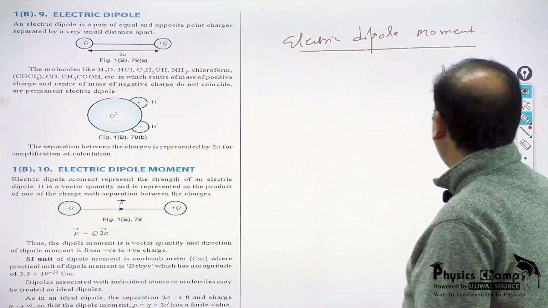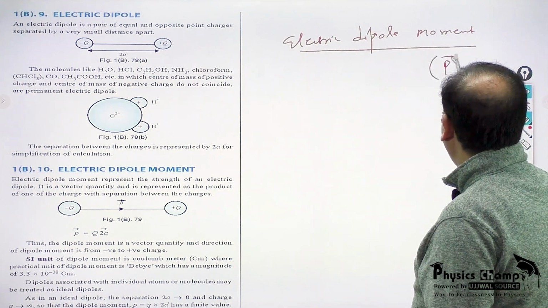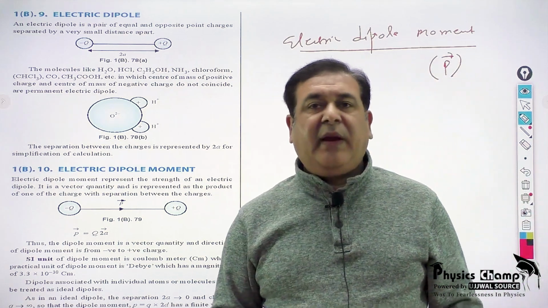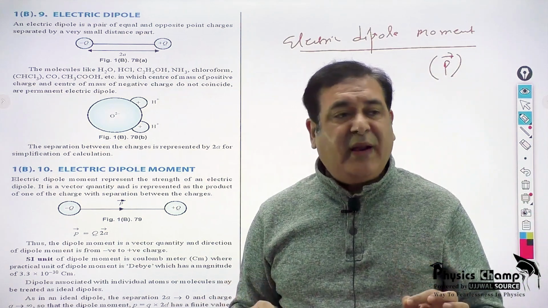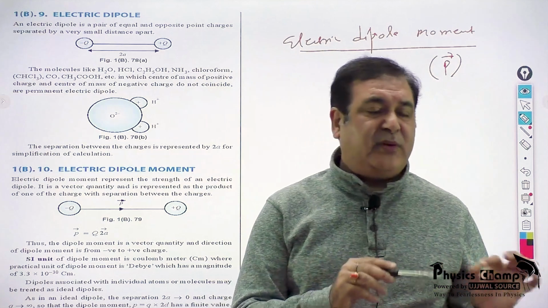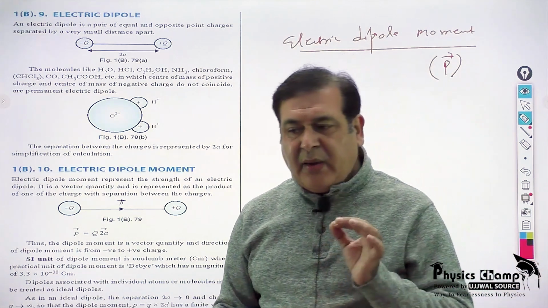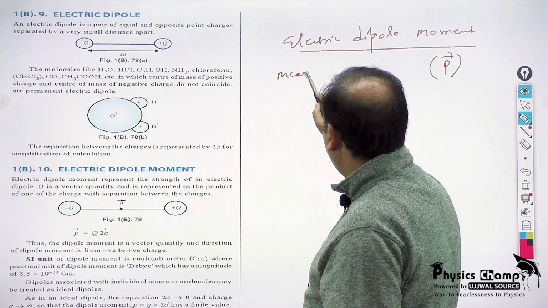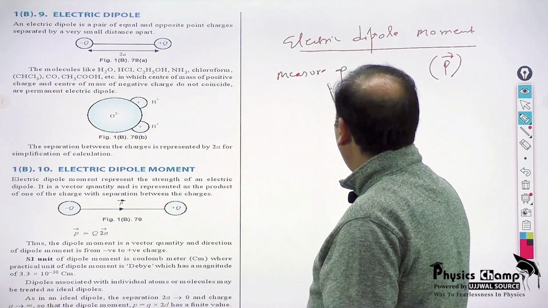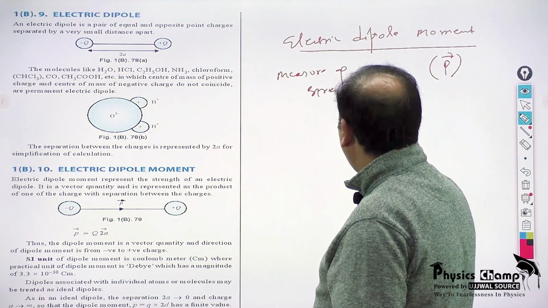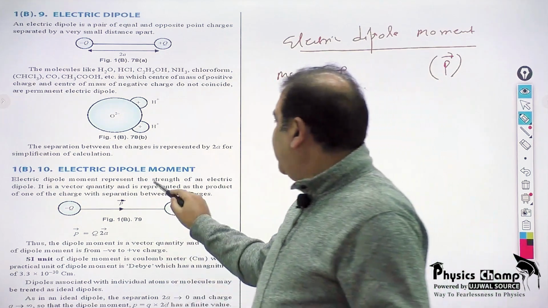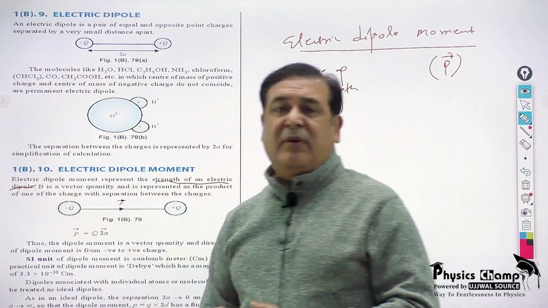Electric dipole moment is represented as P vector. So it's a vector quantity and it has a direction from negative charge to positive charge. An electric dipole moment is a measure of strength of electric dipole. It represents the strength of an electric dipole.